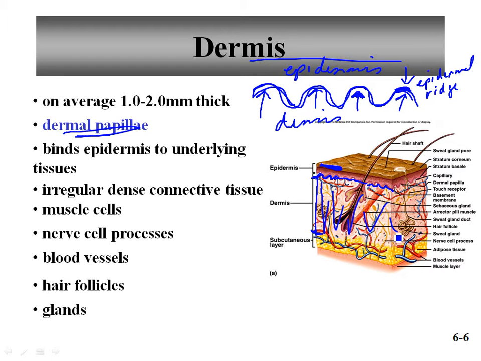You've got the erector pili muscle, which you'll learn more about later on, that actually pulls your hair on your arms and stuff to stand up when you have goosebumps, and you'll learn all about that. But let's look a little bit more in detail about the dermis.